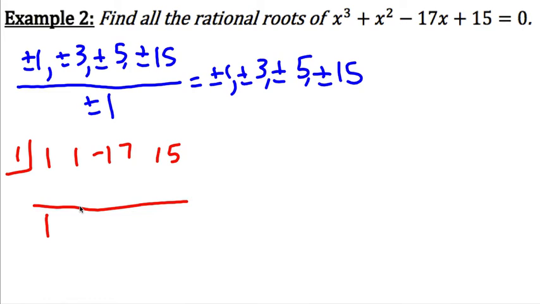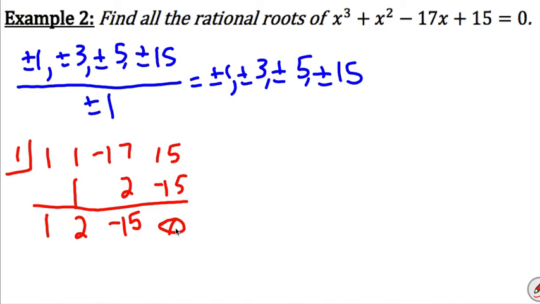So 1 times 1 gives us 1. Add these together, we get 2. 2 times 1 is 2, and actually you can see here in a matter of one attempt, we're going to end up with negative 15 times 1 is negative 15. We got it on the first try. All right, we got a remainder of 0.